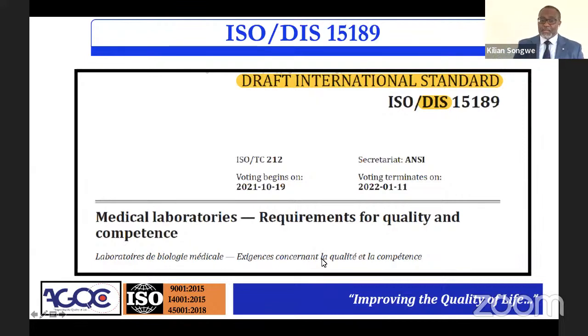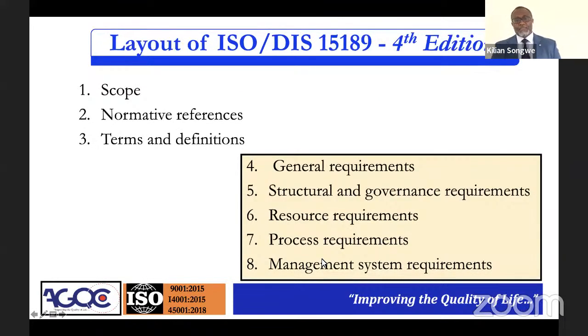The standard title is the same, medical laboratories, requirements for quality and competence. That hasn't changed, nothing has changed there. I mentioned that there is a 12-week period for voting, started in October of 2021, and it's going to terminate on January 11th of 2022. And then we would move into the FDIS and then be able to move on to a new document. So this is much different from the third edition. The potential fourth edition, I should say, because it's not published yet, so I cannot officially call it the fourth edition.